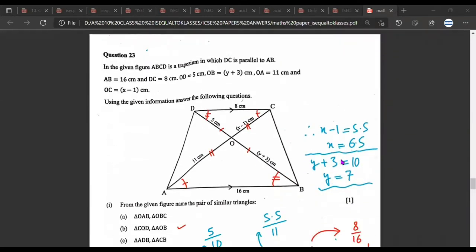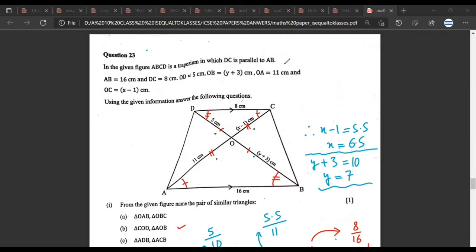Question number 23. This is a bit involved question. Simple question, but a bit involved. Not a difficult question. It's almost the same as the question we have done before. Because it is a trapezium, these two lines are parallel. Therefore, this angle is equal to this angle, and this angle is equal to this angle, and of course, this angle is equal to this angle. Once you have marked the equal angles, just mark the corresponding sides also. I have done these. These are the corresponding sides. It always helps to make the pairs.